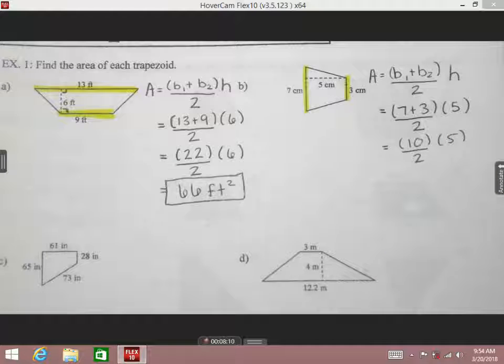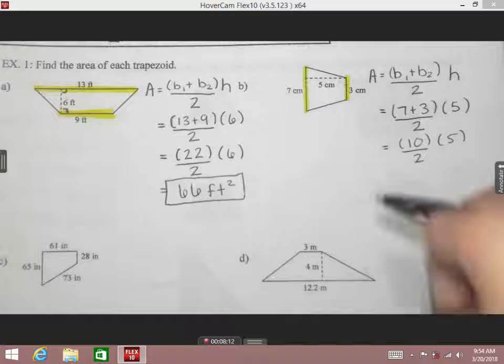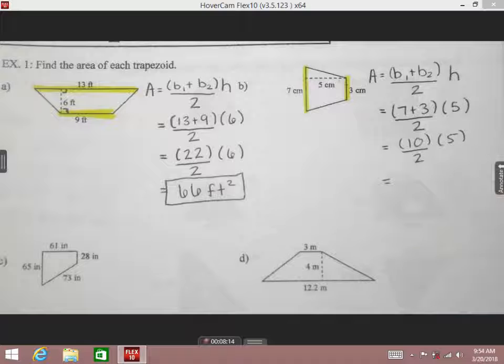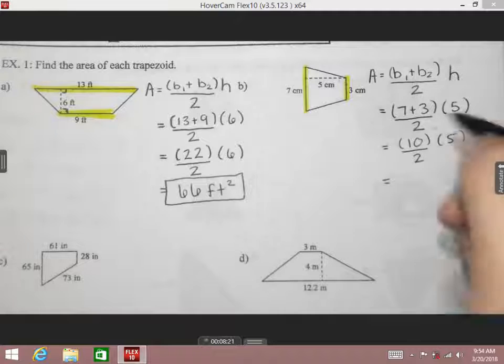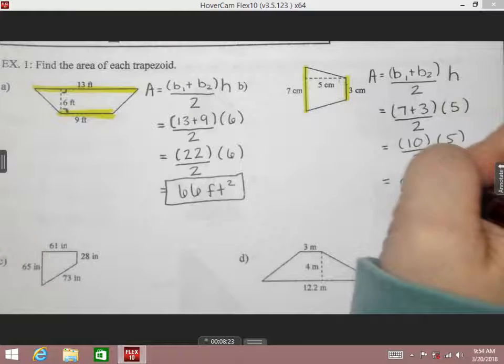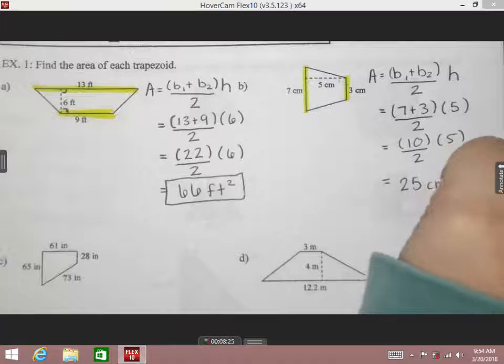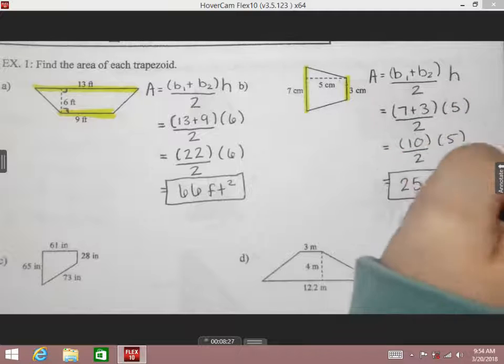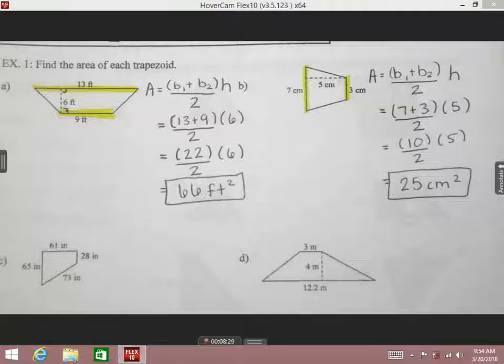All right, and then from here we can just type the rest of that into our calculator, or we can do this in our head. 10 divided by 2 is 5 times 5 is 25. 25 what? Centimeters squared. All right, excellent job, guys.